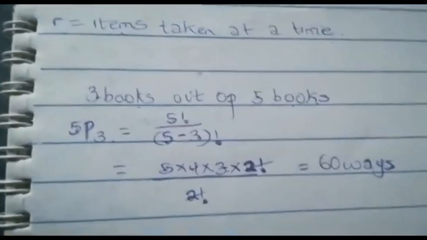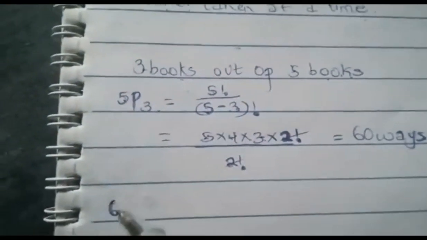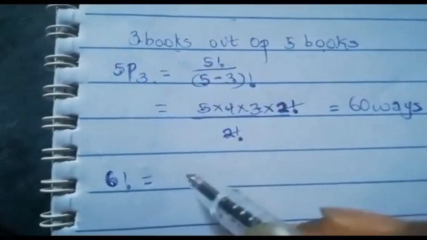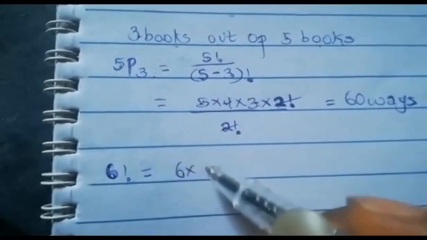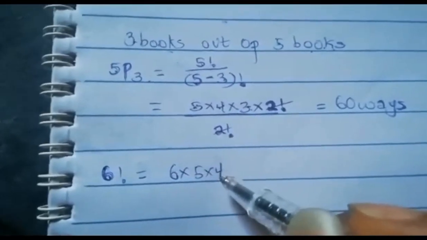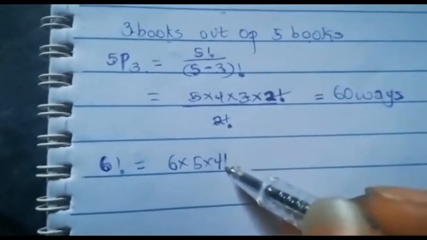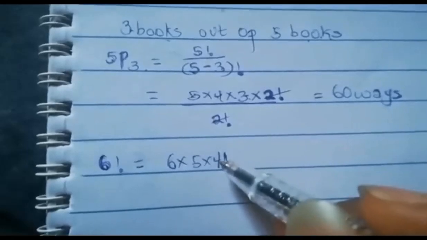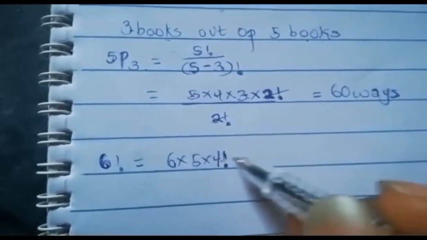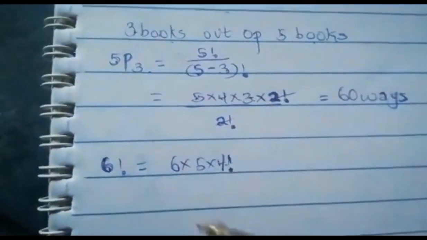So anytime you have a factorial, let's say 6 factorial, once you have not gotten to the 1 and you want to stop, let's say 6 times 5 times 4, and you want to stop at 4, make sure you add your factorial so I will know that there's still something you are still going to do after this 4.